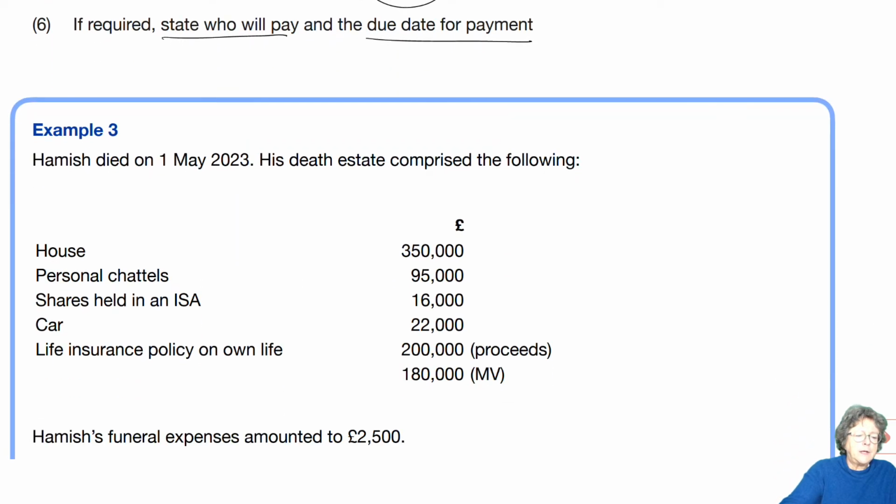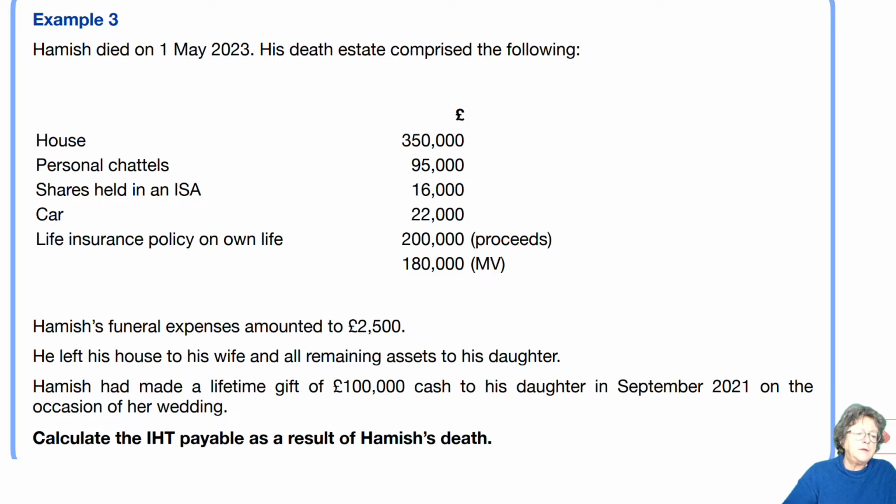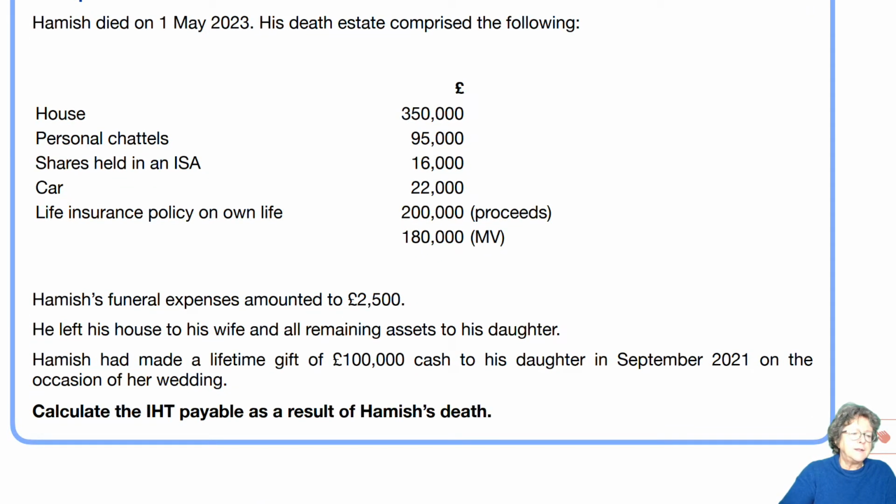So let's have a look at Hamish, example number 3. Hamish died 1st of May 2023, and this is what's in his death estate. There's a house, some chattels, some shares, a car, and you notice again they've given you 2 figures. We are looking for what was actually received. We have some funeral expenses.